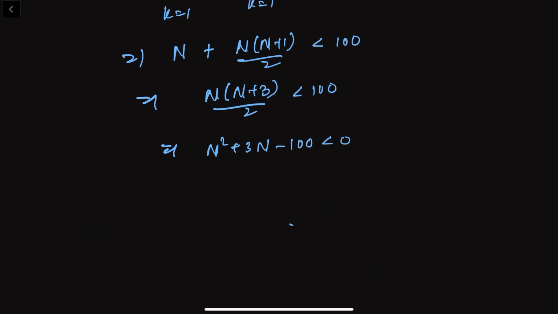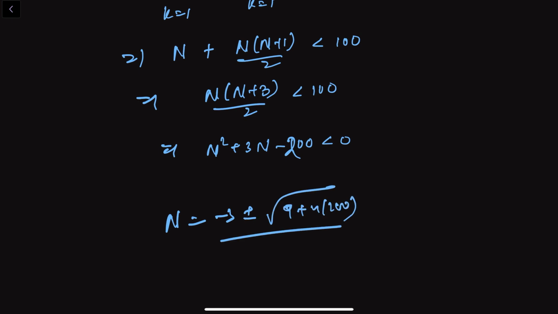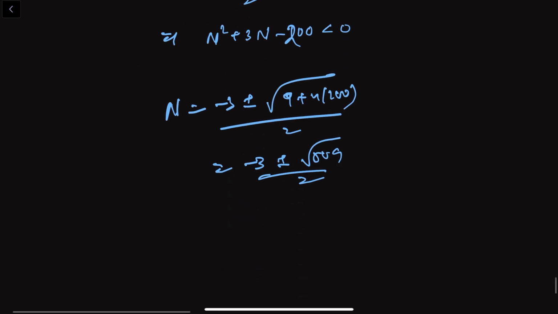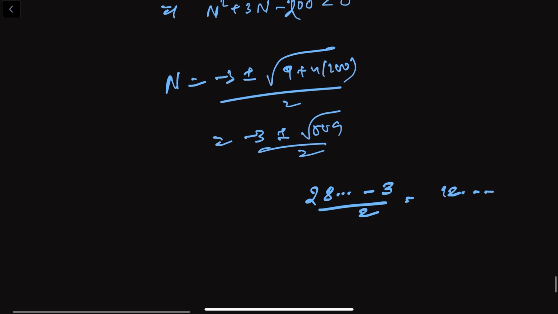So basically here we'll have n square plus 3n minus 200 is less than 0. So n is minus b plus or minus square root of b square, so that is 9 plus 4 times 200, by 2a, which is minus 3 plus or minus square root of 809 by 2. The square root of 809 is somewhere around 28, because 29 square is 841 and 28 square is 784. So that means 28 point something minus 3 by 2, which is 12 point something. So for this positive root, n is less than 12 point something.